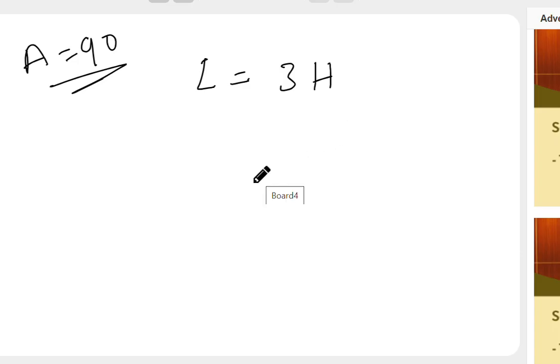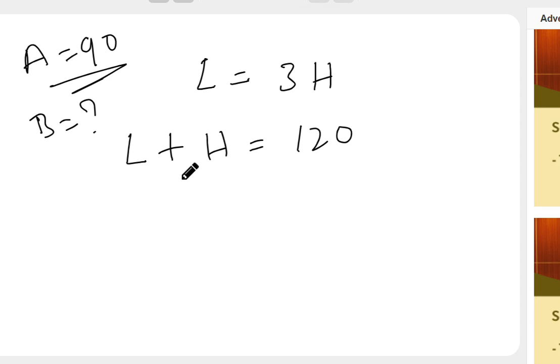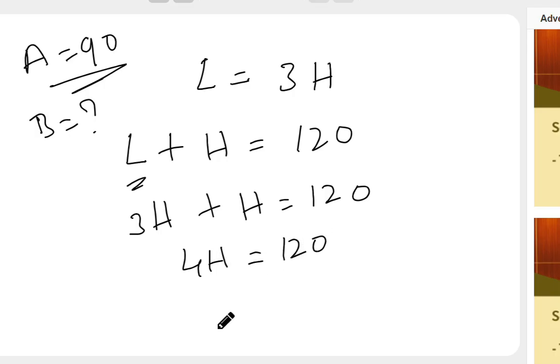And also they are given the sum of LCM and HCF is 120. The sum of LCM and HCF of two numbers is 120, and one of the numbers is 90. You should find out the other number, that is B equals how much. So here instead of L we can write 3H plus H, that is equal to 120. 3H plus H is 4H, that is equal to 120.